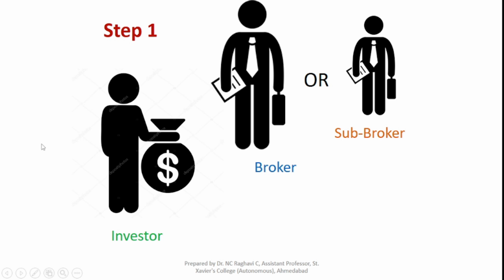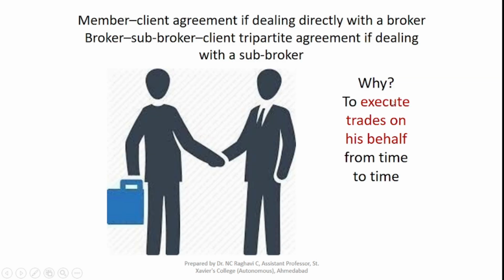The investor is known as a client, the broker is known as a member, and the sub broker is known as a sub broker. So if the investor approaches a broker, he signs a member client agreement. If he approaches a sub broker, then he will be signing a broker sub broker client tri-party agreement.